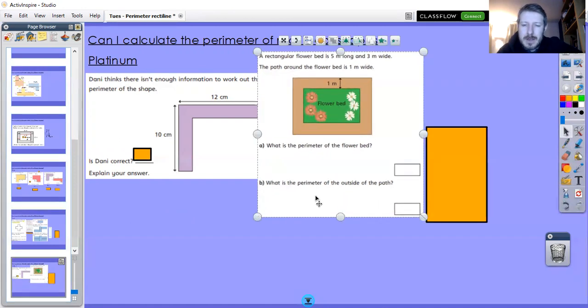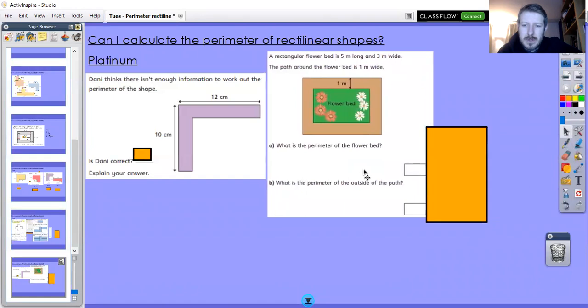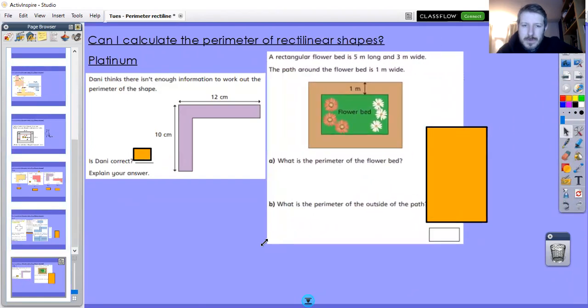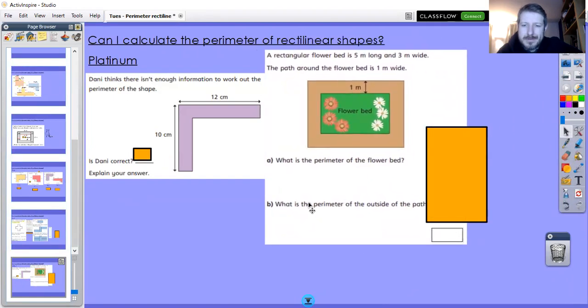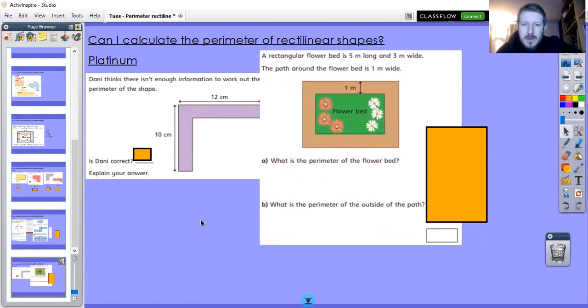I'm going to make this a little bit larger, just so we can see. So this is very similar to the photo frame question. So hopefully you're feeling a little bit more confident. So have a go at these two questions.